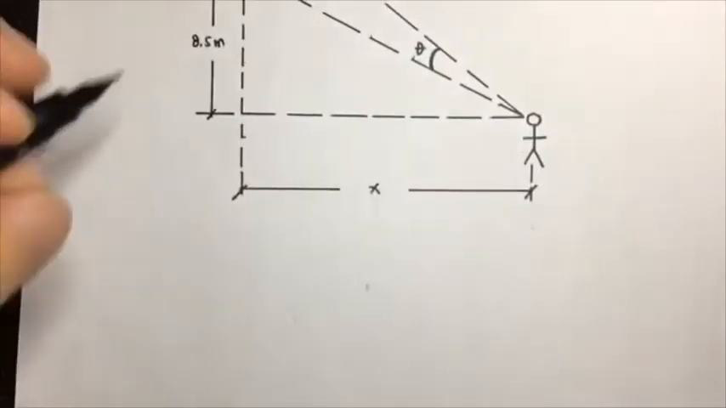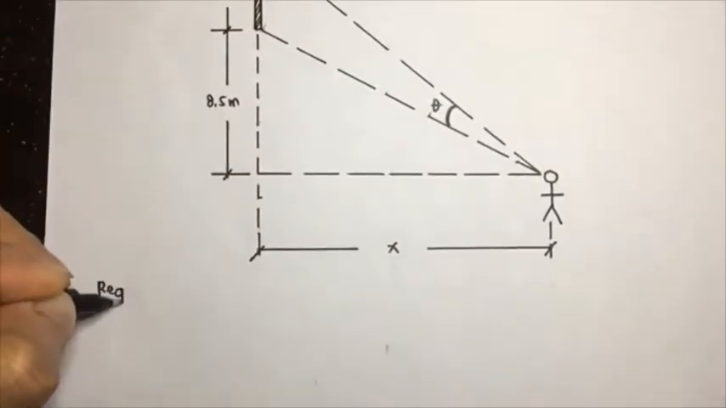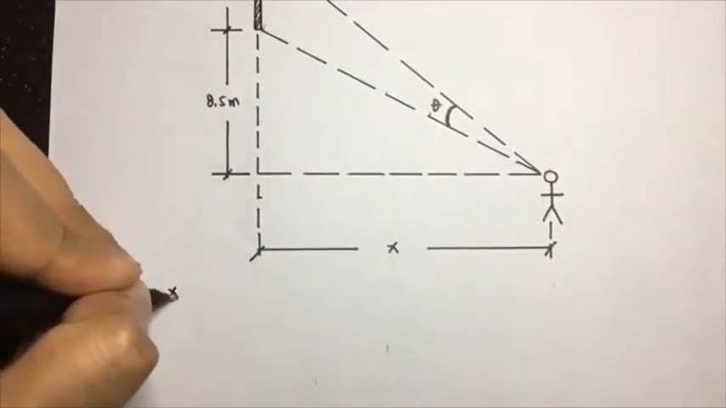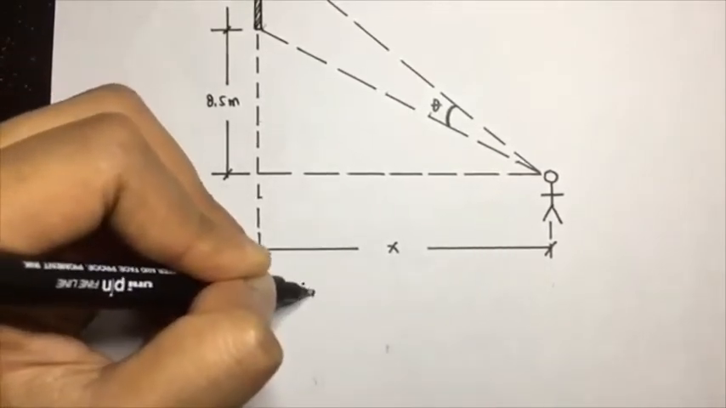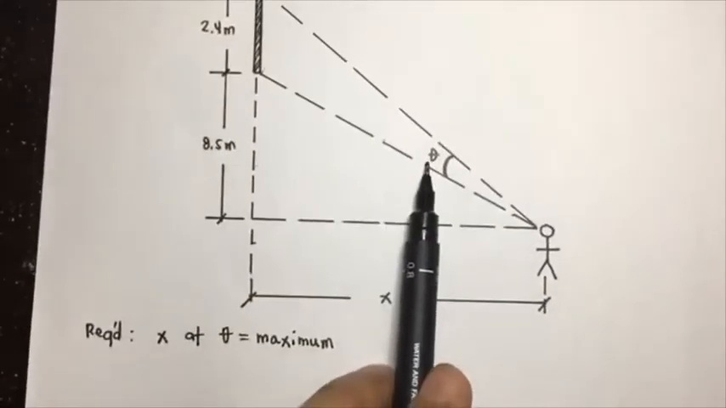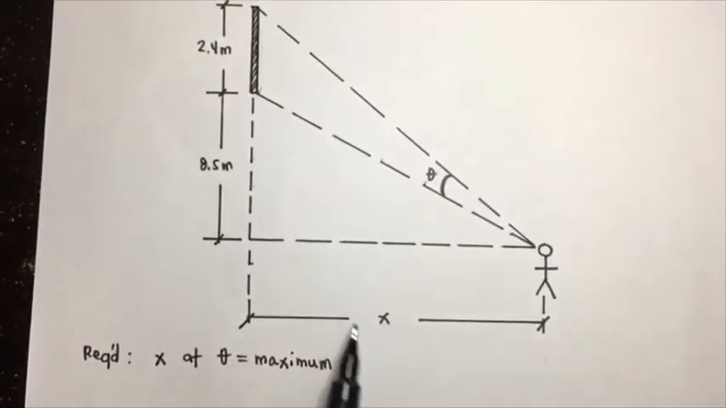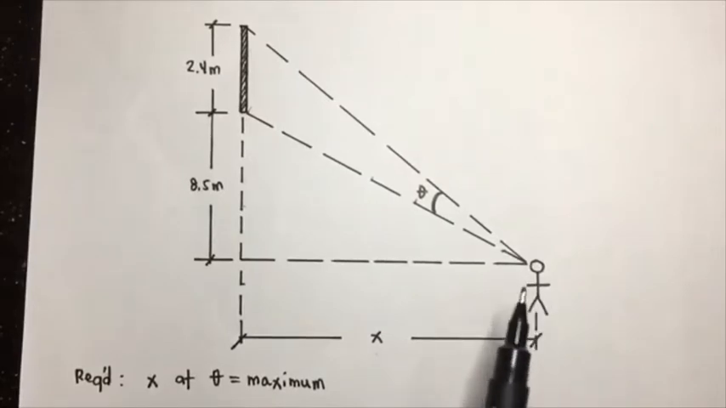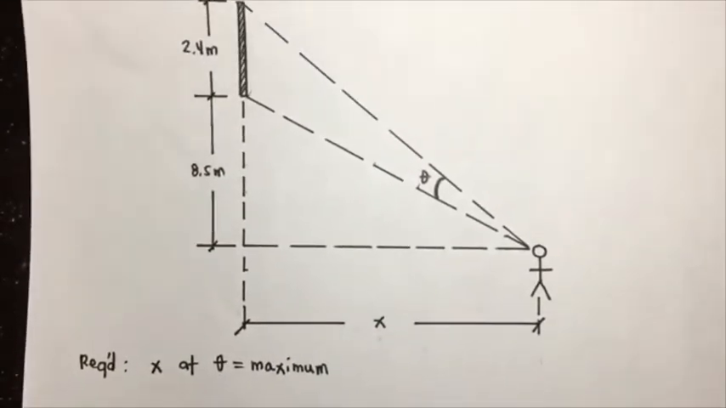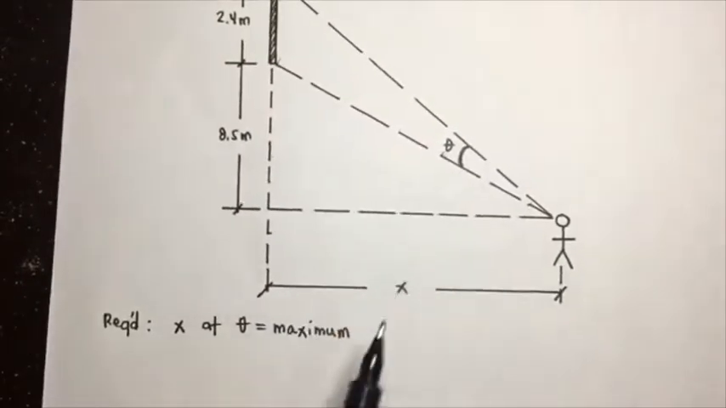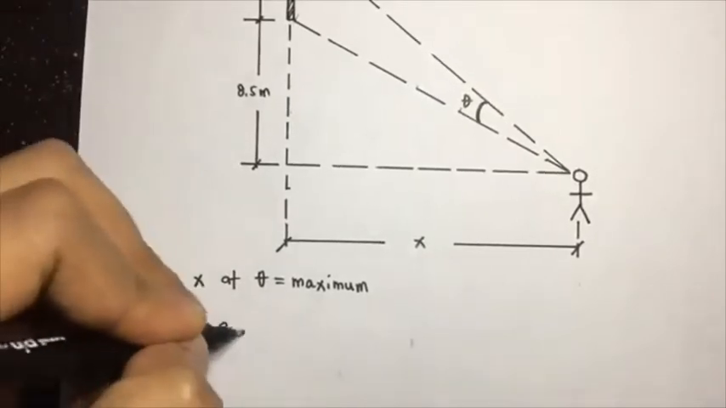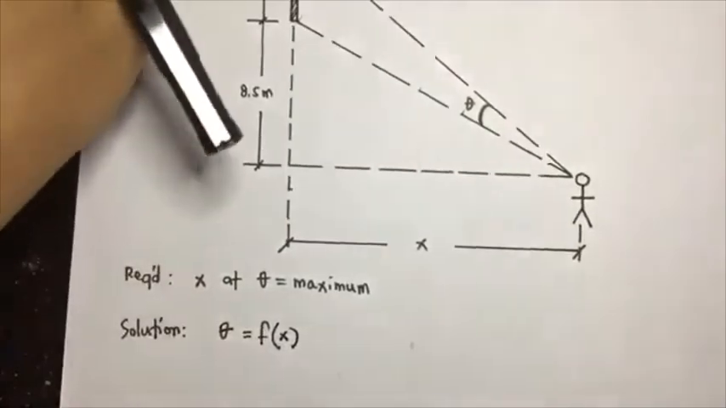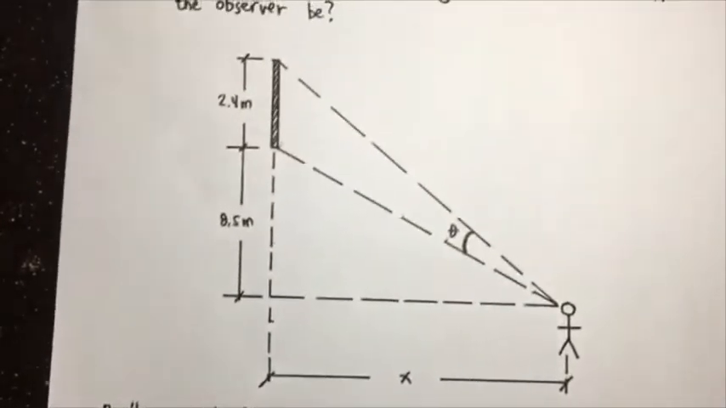So for our solution, our required is x. Solve for x at theta is maximum. We want the largest angle. At what distance should the observer be positioned so that it can have the maximum viewing angle? To maximize theta with respect to x, we must have theta as a function of x.